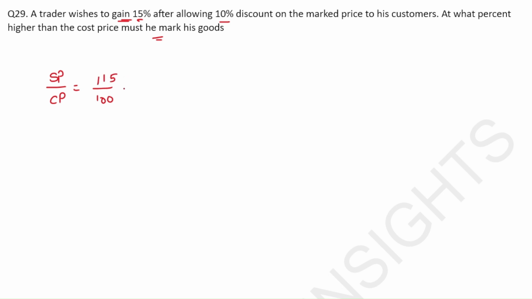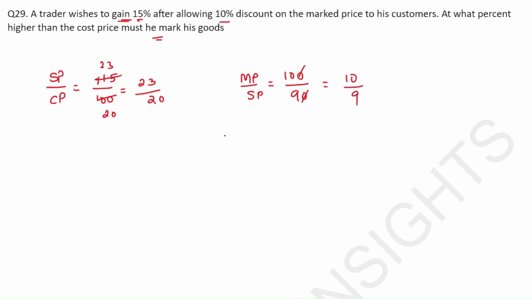So this will be 5 20s are 100, 5 23s are 115. So this will be 23 by 20. Now when we're talking about discount, we're talking about MP by SP. So if the mark price is 100, then the actual selling price after 10% discount will be 90. So that means 0, 0 cancels. So this will be 10 by 9.